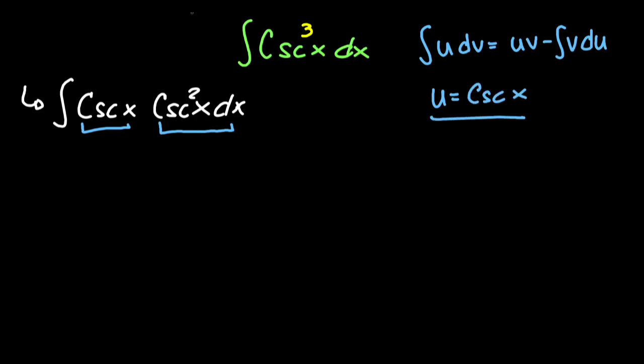U here would be cosecant of x, and the next step would be to take the derivative, which is du. The derivative of cosecant of x would be equal to negative cosecant of x multiplied by cotangent of x dx. Next up would be the dv, which is this one.